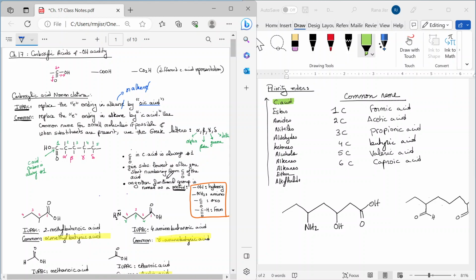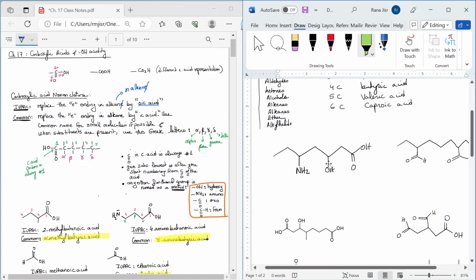Any other functional group in the molecule will be named as a prefix, and these are the names of the functional groups. If you have an OH, you're going to name it as a hydroxy. NH2, you're going to name it as an amino. A carbonyl, you're going to name it as an oxo, and that is going to be general for an aldehyde or a ketone. If you have an aldehyde coming off the chain, then we're going to name this as a form or formyl.